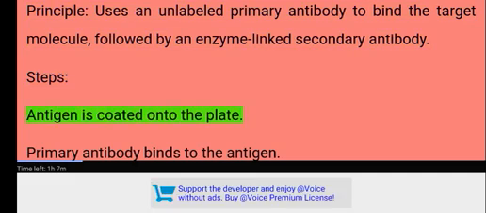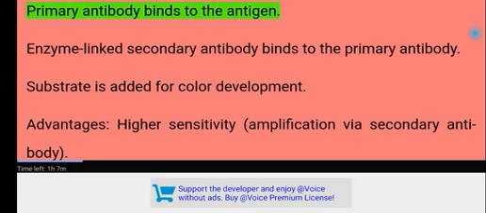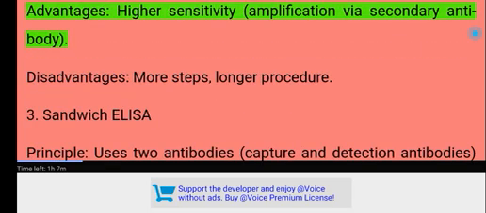Steps: antigen is coated onto the plate. Primary antibody binds to the antigen. Enzyme-linked secondary antibody binds to the primary antibody. Substrate is added for color development. Advantages: higher sensitivity, amplification via secondary antibody. Disadvantages: more steps, longer procedure.